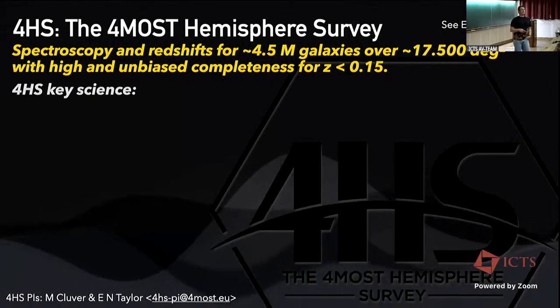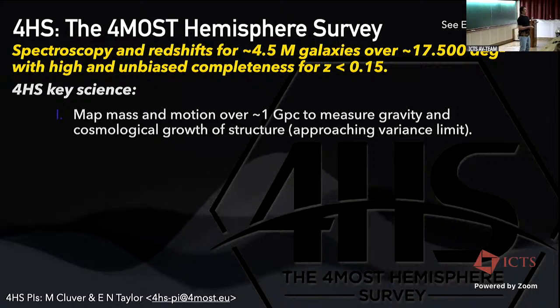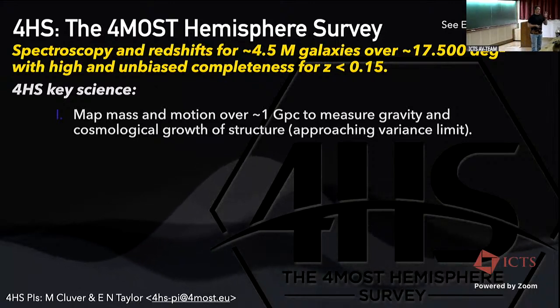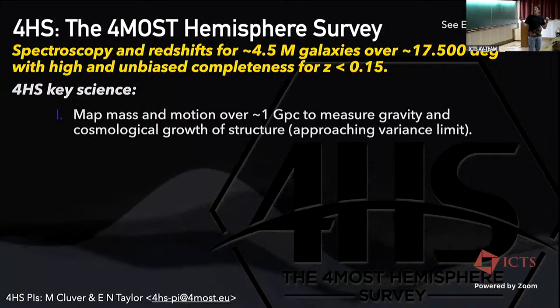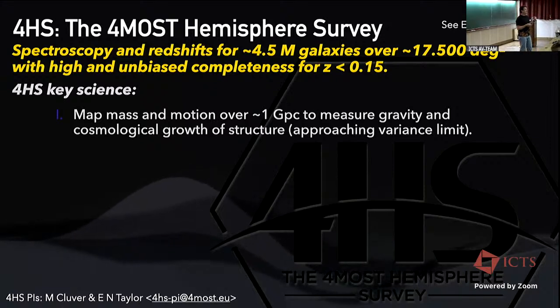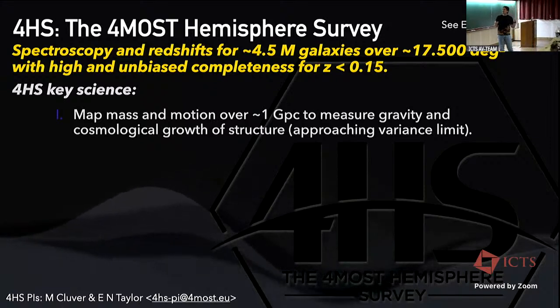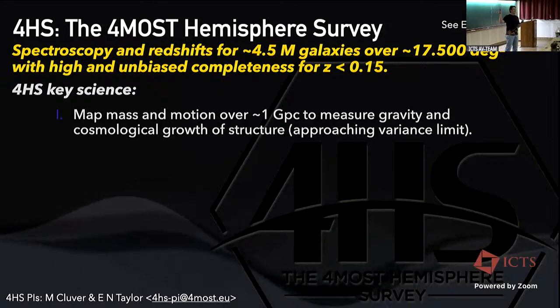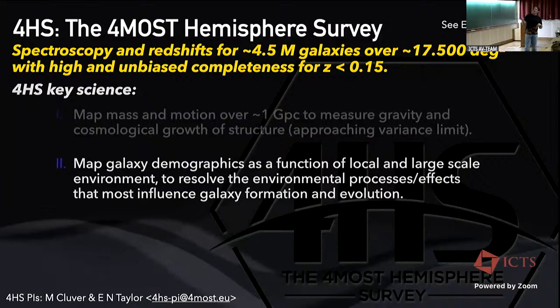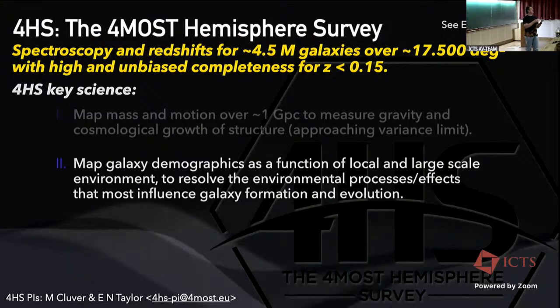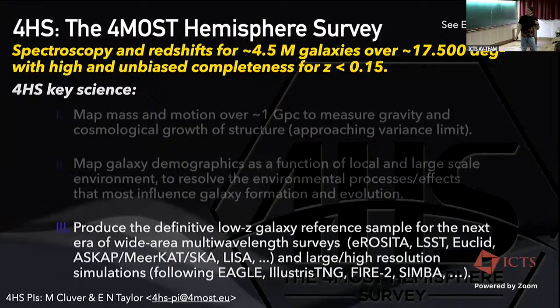So what do you do with 4 million low redshift galaxies across the sky? Our 3 key science goals are as follows. First is to map mass and motion across a gigaparsec to measure the cosmological growth of structure and gravity down to the variance limit. This is what I'll spend most of the next 10 minutes on. But that is a really good way to justify also at the same time building the galaxy census that you want to map galaxy demographics as a function of stellar mass and especially as a function of environment. So that's what I'll talk about in the last 5 minutes.